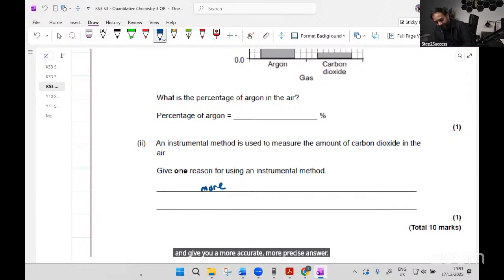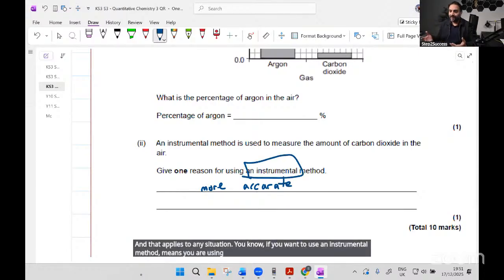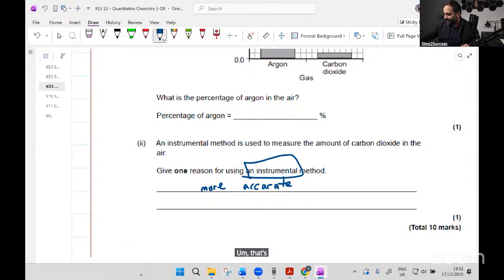And that applies to any situation. If you want to use an instrumental method, it means you are using some piece of apparatus to measure temperature or volume or mass, rather than just winging it and saying, well, it's roughly this much. That's essentially what an instrumental method does. It's fairly obvious when you explain it like that.